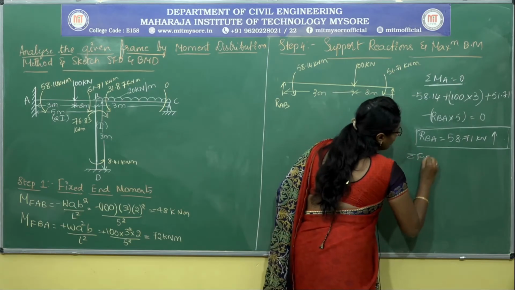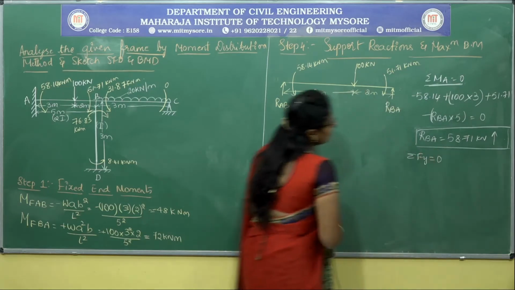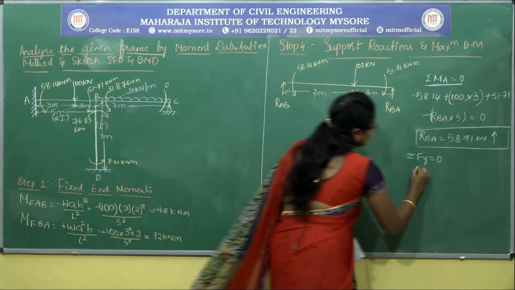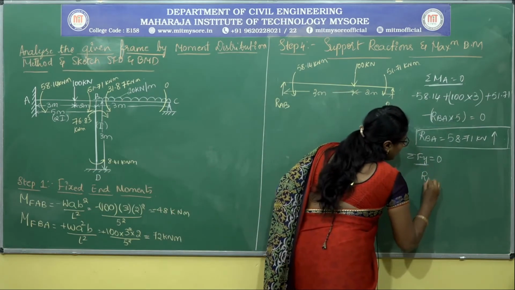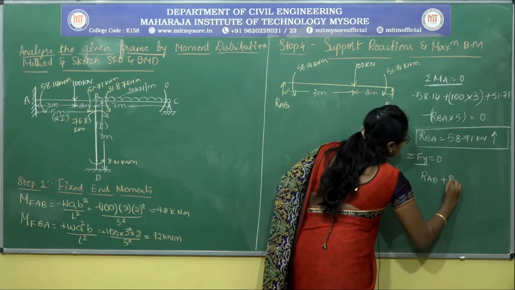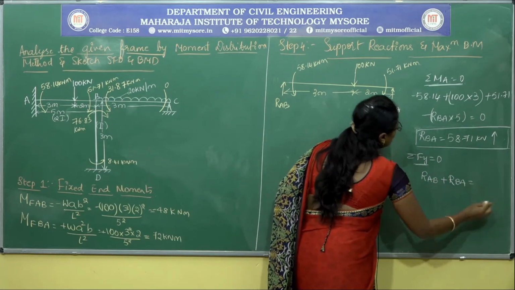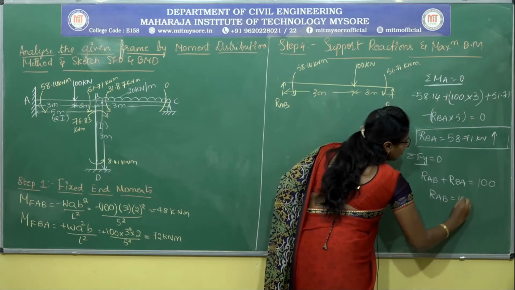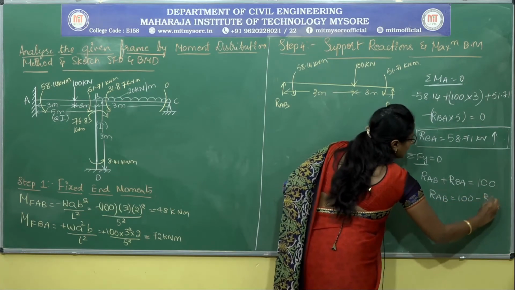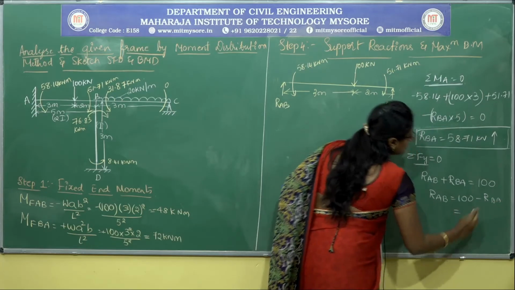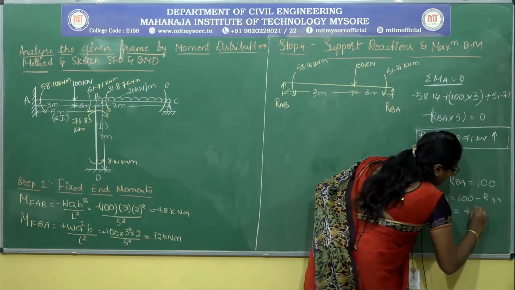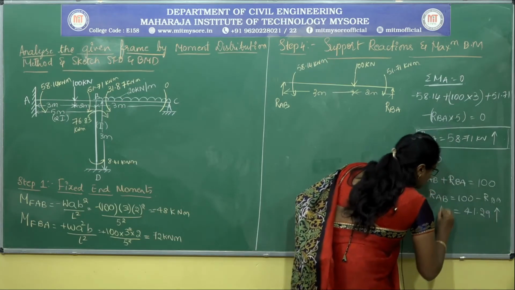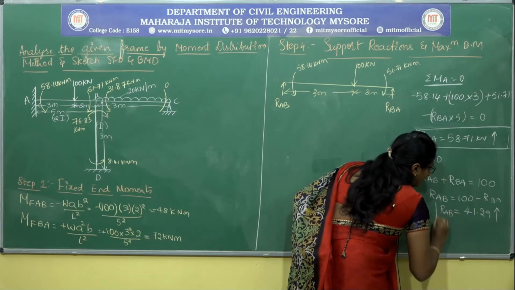So, sum of all the vertical forces is equal to 0. So, in this case RAB plus RBA is equal to 100. So, RAB is equal to 100 minus RBA, that is equal to 41.29 acting upwards. It is RAB.